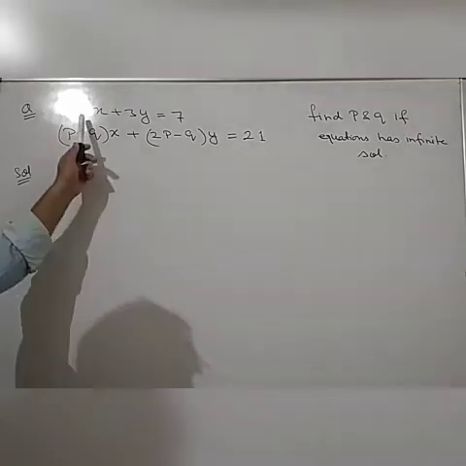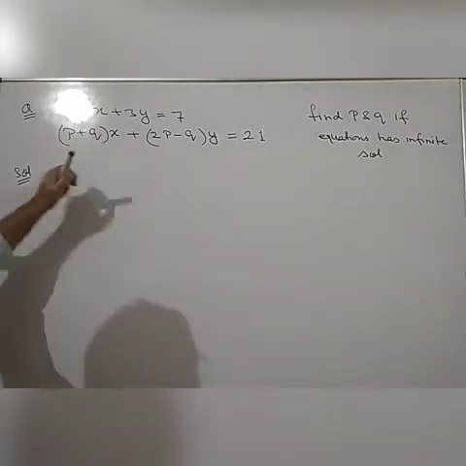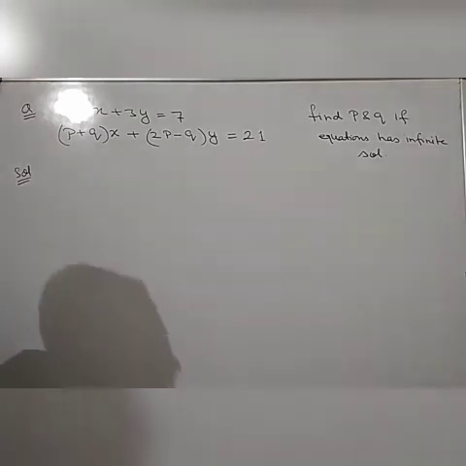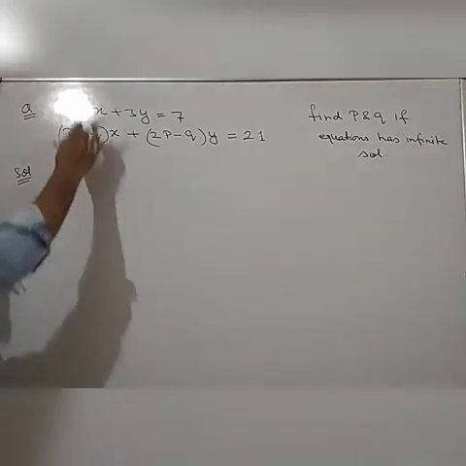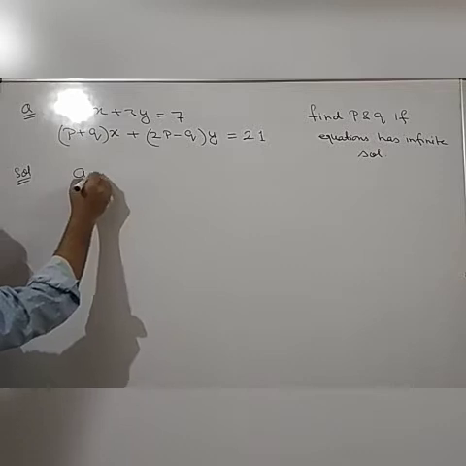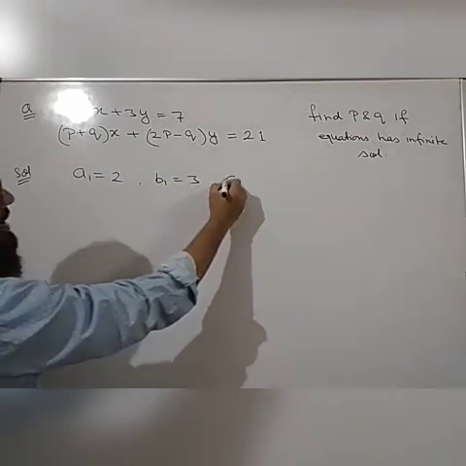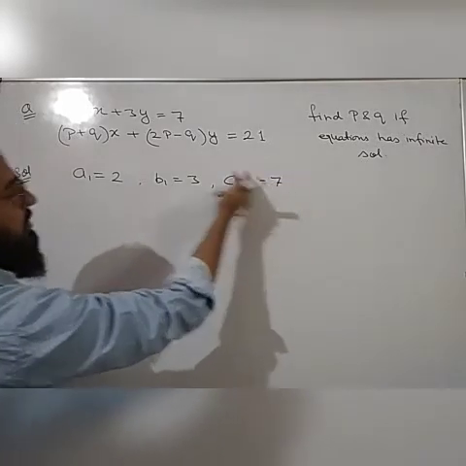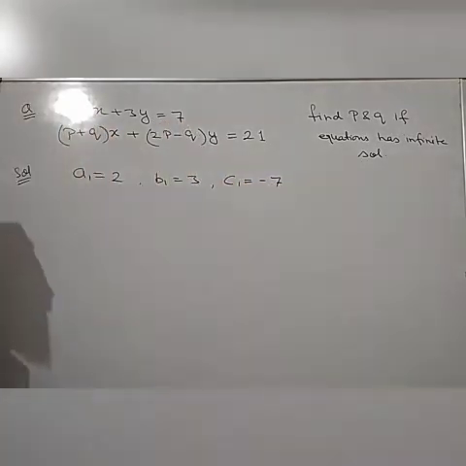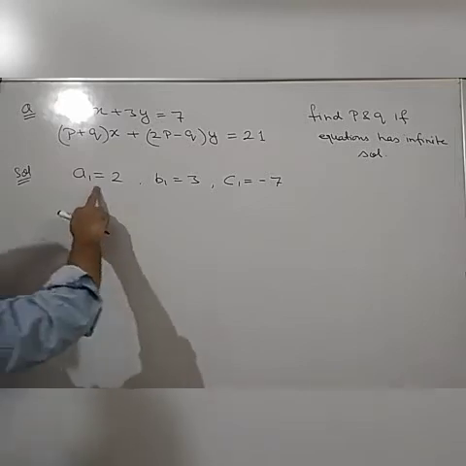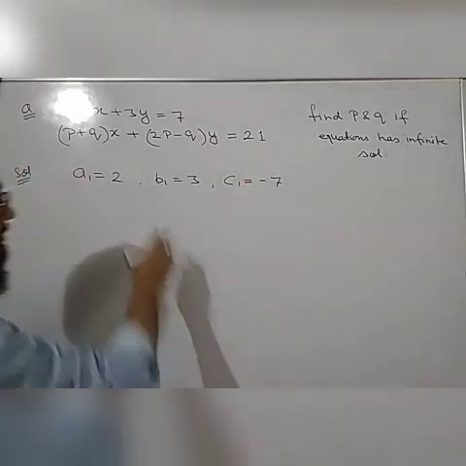First we find the values of a1, b1 and c1, a2, b2 and c2, and then we proceed. So from the first equation, a1 is equal to 2, b1 is equal to 3, and c1 will be equal to minus 7. We take this 7 to the left hand side to make the equation in general form. So we got the values of a1, b1 and c1.